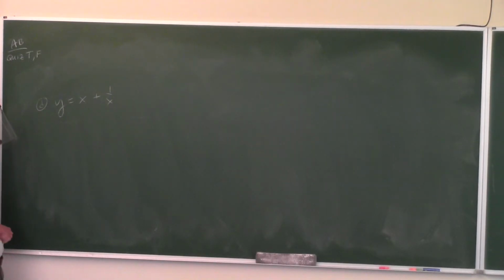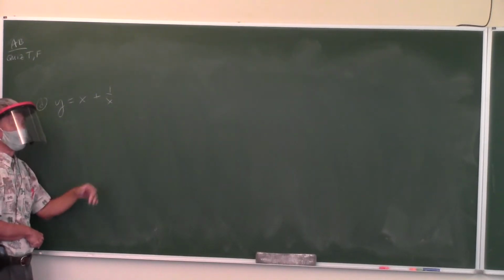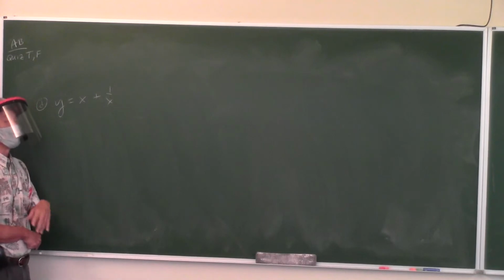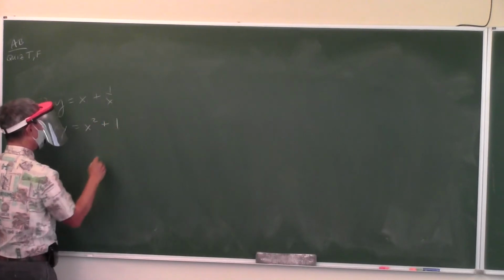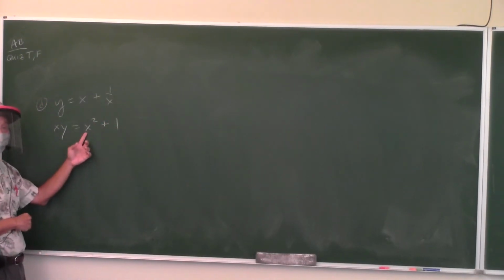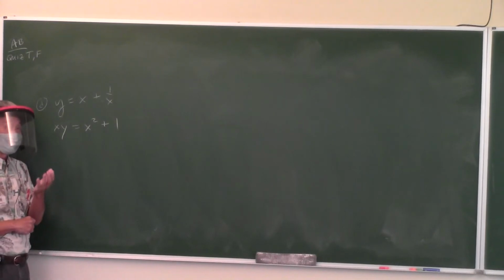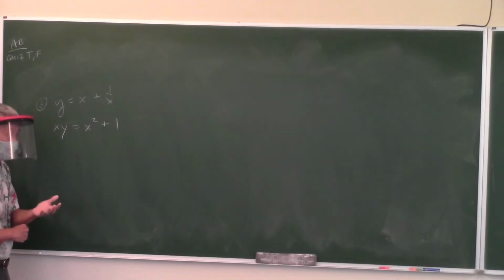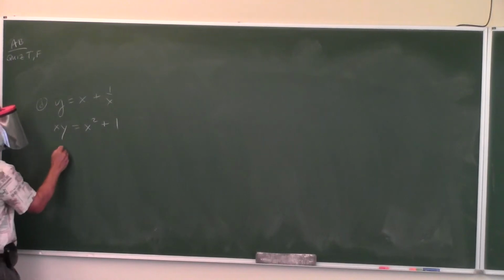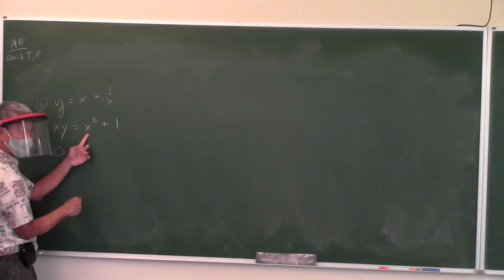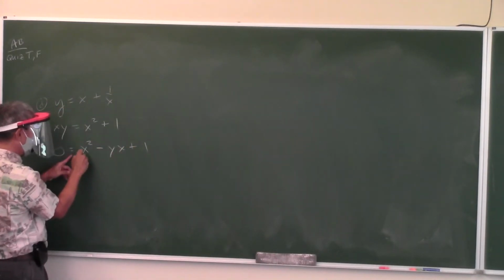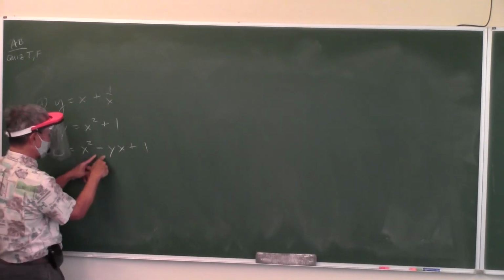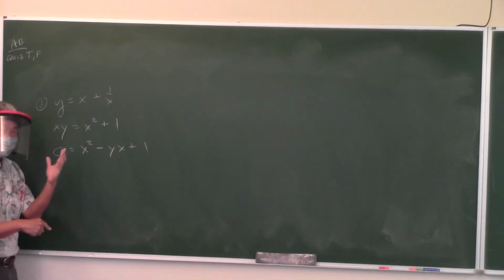This is just algebra. Come on, this is algebra 1. How do I get rid of the fractions? Multiply both sides by the LCD, which is x. Okay, do that. Oh, there's an x squared here, there's an x here. So you need to put this into quadratic form. Make one side 0. Notice how I make my first term positive: x squared minus yx plus 1. See? Something x squared plus something x plus something. This is called quadratic form.